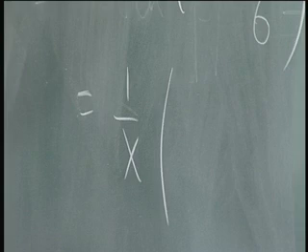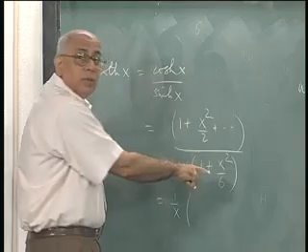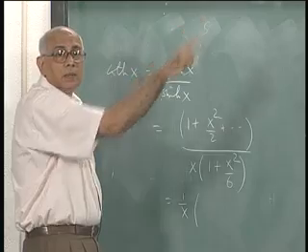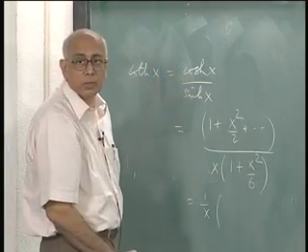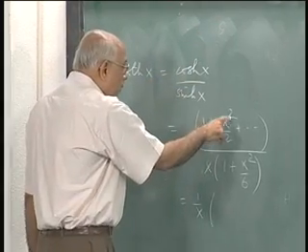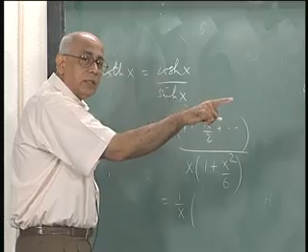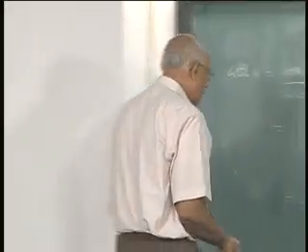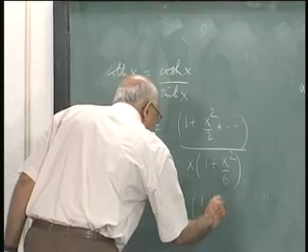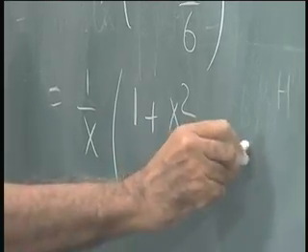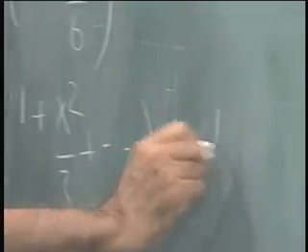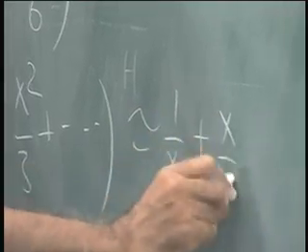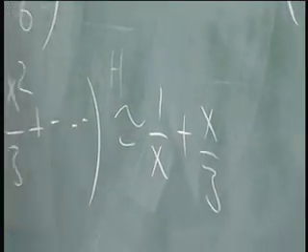So this whole thing goes like 1 over x times 1 plus x squared by 2, times 1 plus x squared over 6 to the minus 1, so that is 1 minus x squared over 6 to start with, and therefore you get 1 plus half x squared minus 1/6 x squared. And what is half minus 1/6? 1/3. So this goes like 1 plus x squared over 3 plus higher order terms, and therefore this is 1 over x plus x over 3 plus higher order terms.